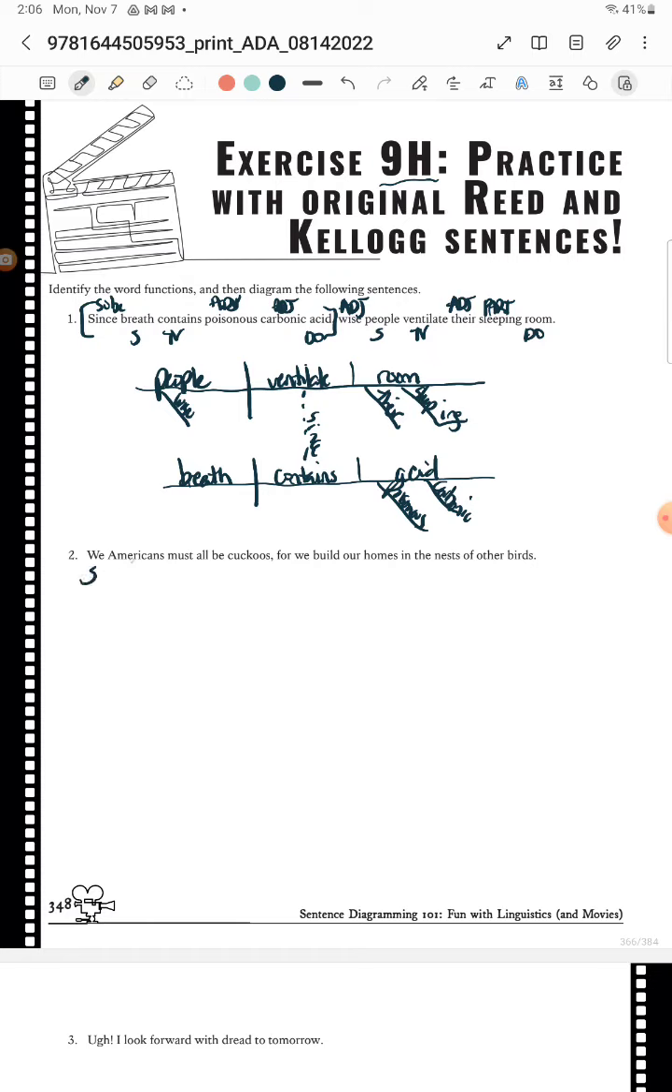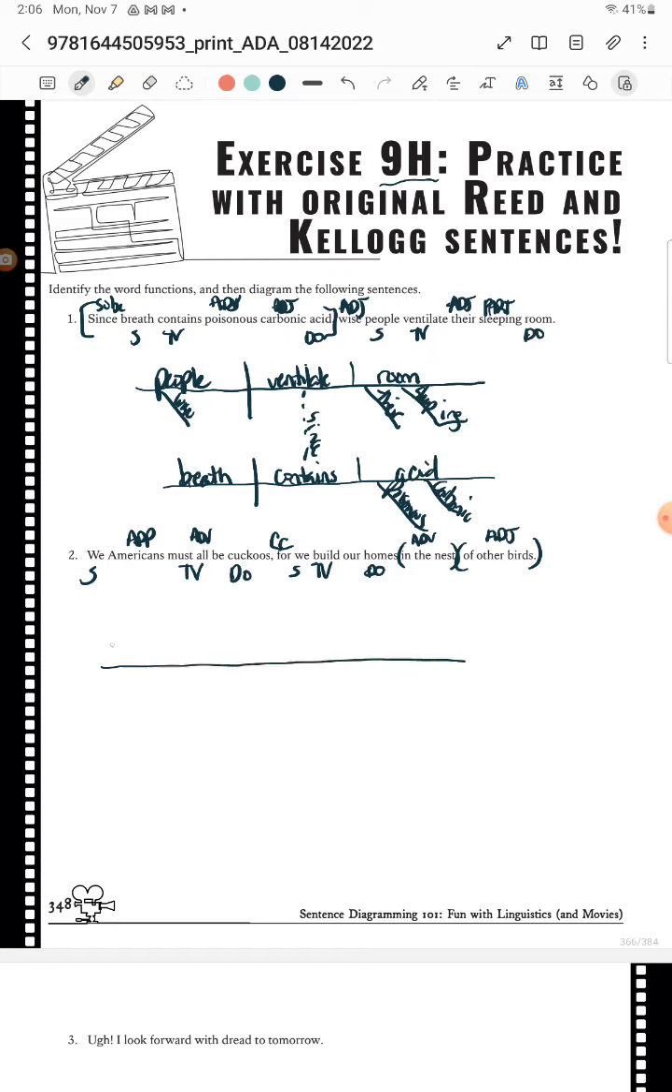All right, so we Americans, an appositive, must be, verb. What do we... that's an adverb. What are we being? We're being cuckoos. For, coordinating conjunction, what do we do? We build our homes. And then where do we build them? In the nests of other birds. So those are adverbs. Well, this is an adverb right here. And then nest, which nest? Nests of other birds. So that's an adjective.